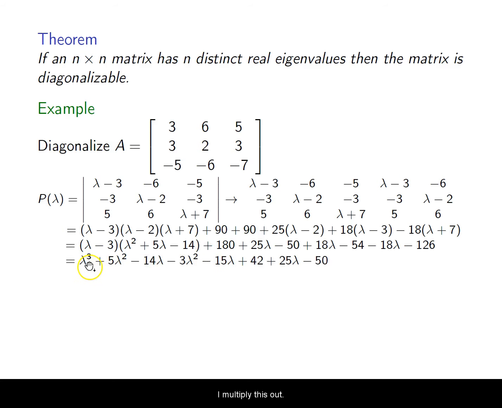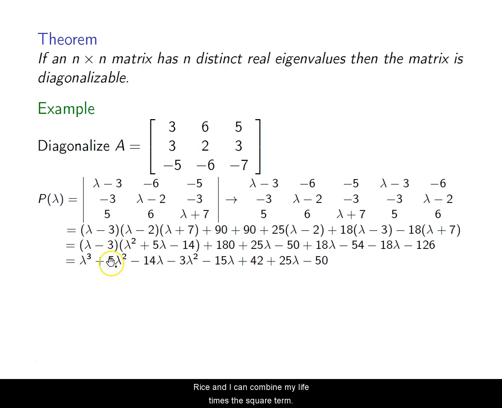Okay, so I multiply this out. 3 and 14 is the 42. So I'm left with 25 lambda and 50 from here. All right, so 104 minus 126, that's 2 something. And then the 180, so that's 230, minus 230, and 180 is minus 150. 25 lambda was the only one that's left. And then these, right here, up to 42, is from this expansion.